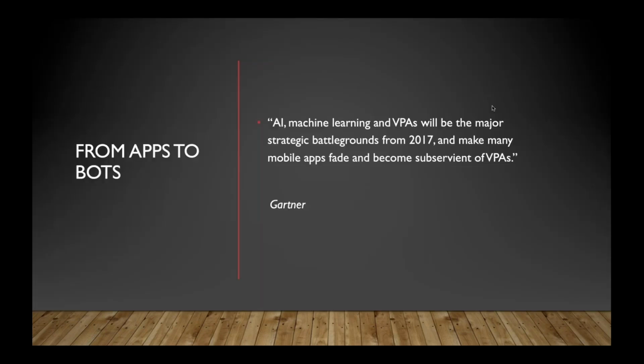So what Gartner has predicted is that machine learning and VPAs will be the major strategic battlegrounds from 2017. We already passed that, and mobile apps are going to fade away and will become subsumed into virtual personal assistants. So we should be interested. We should be taking up this opportunity as well to get more adventurous, play around with the new kind of tools that are there, and at least be adventurous in trying out a few things using our own data source files.